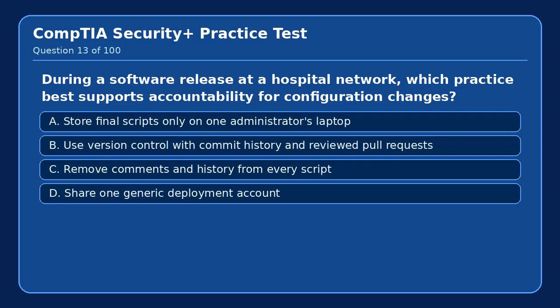The answer is B. Use version control with commit history and reviewed pull requests. Version control preserves change history and associates updates with identifiable contributors and reviewers. Single device storage.